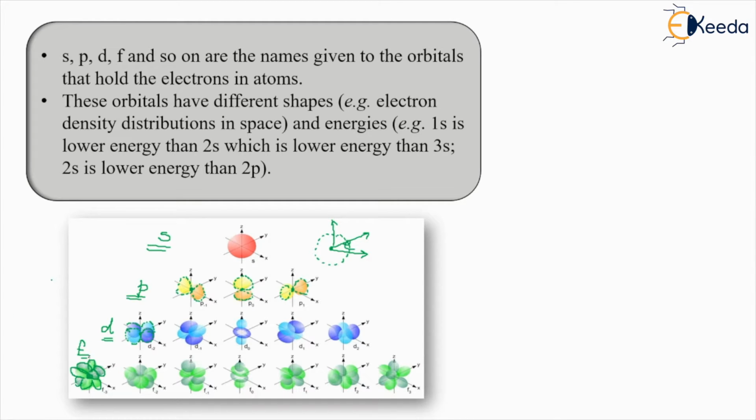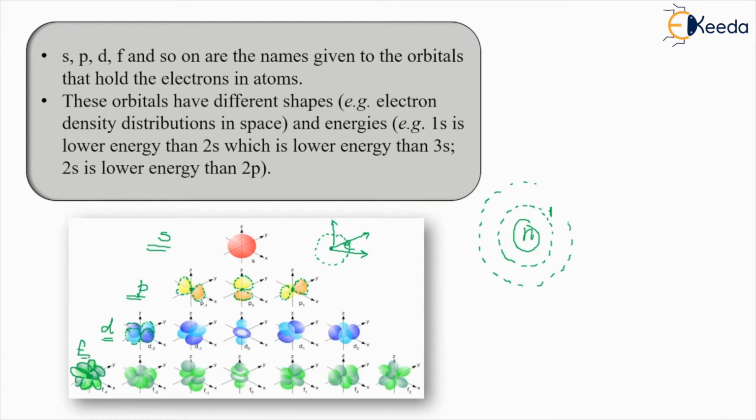S, P, D, F, and so on are the names given to the orbitals. These orbitals have different shapes, electron density distribution in space, and energies. For example, 1s is lower than 2s, which is lower than 3s, and so on. What do we mean by this? 1s is lower than 2s. That means 1s energy is lower than the 2s energy. I have the nucleus over here in the middle, and after that I have the shells. This is the first shell.